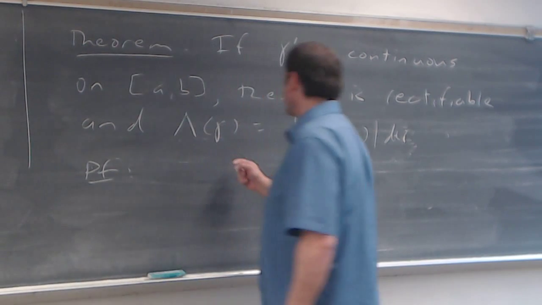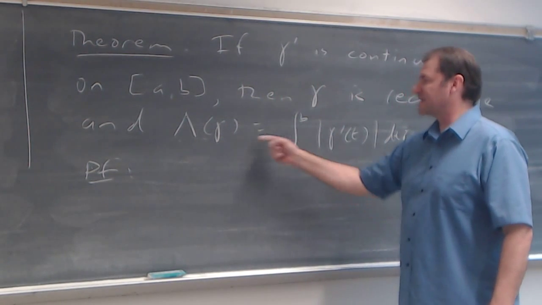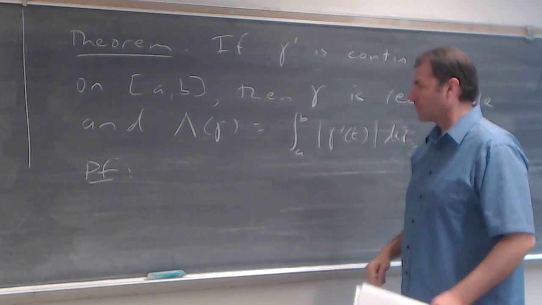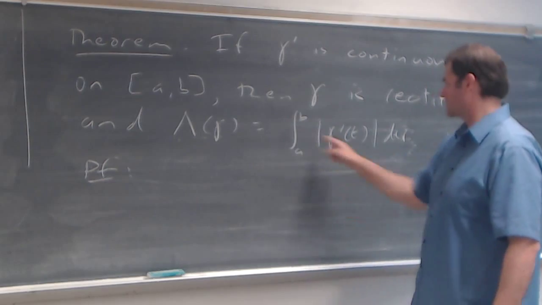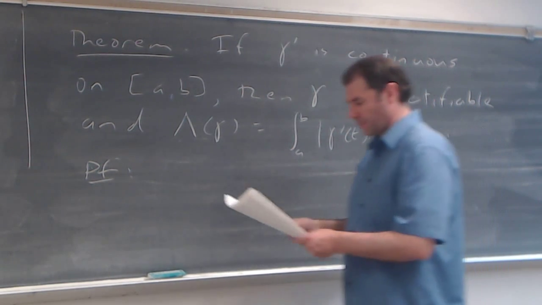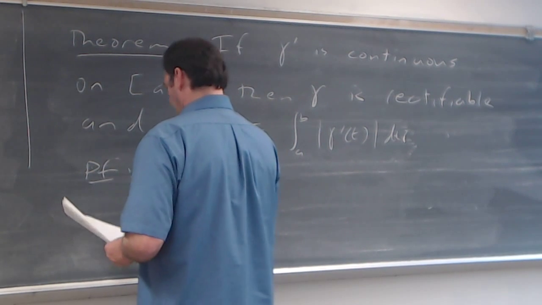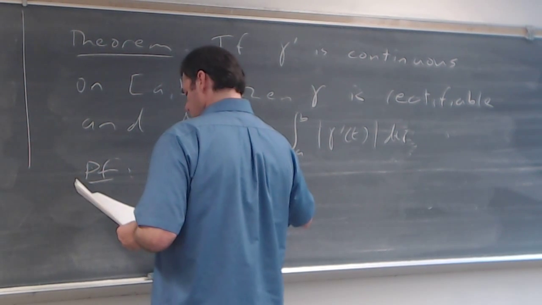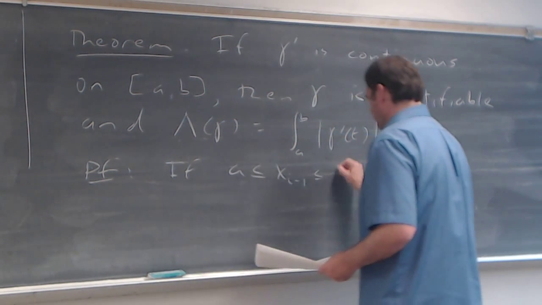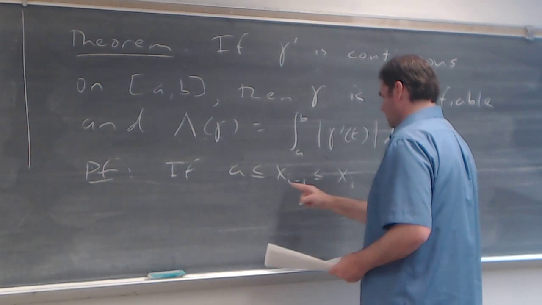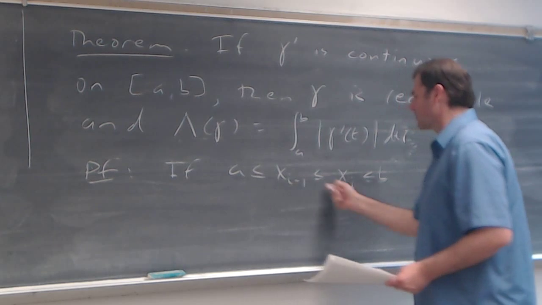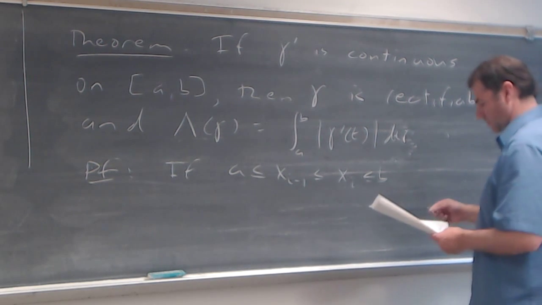Okay, we're going to show an inequality in both directions between these two numbers. That's how we're going to prove that they're equal. That is, we're going to prove that this length is less than or equal to this integral, and that this integral is less than or equal to this length. And so, here's the first part. If we consider two numbers, x sub i minus 1, which is less than x sub i, which is less than or equal to b. So we're thinking of these as two partition points, if you will.